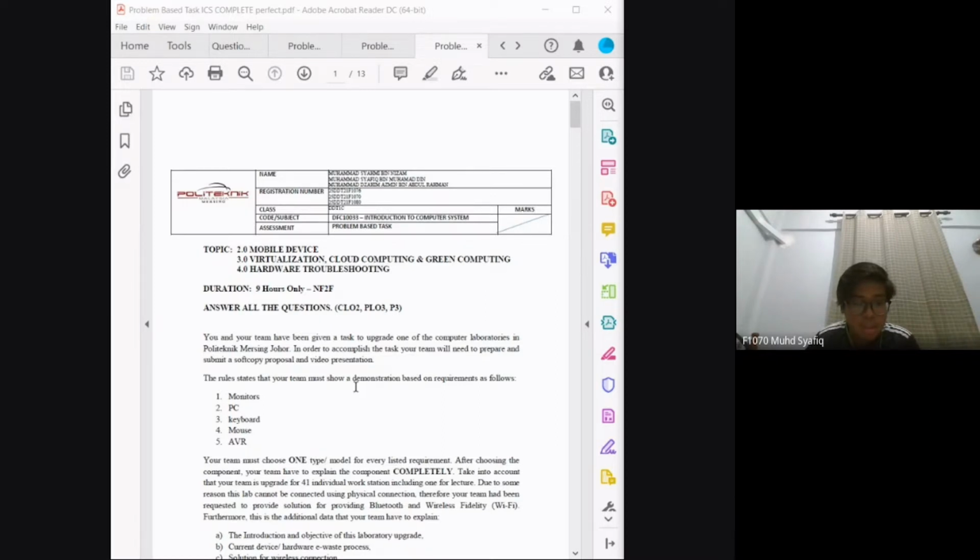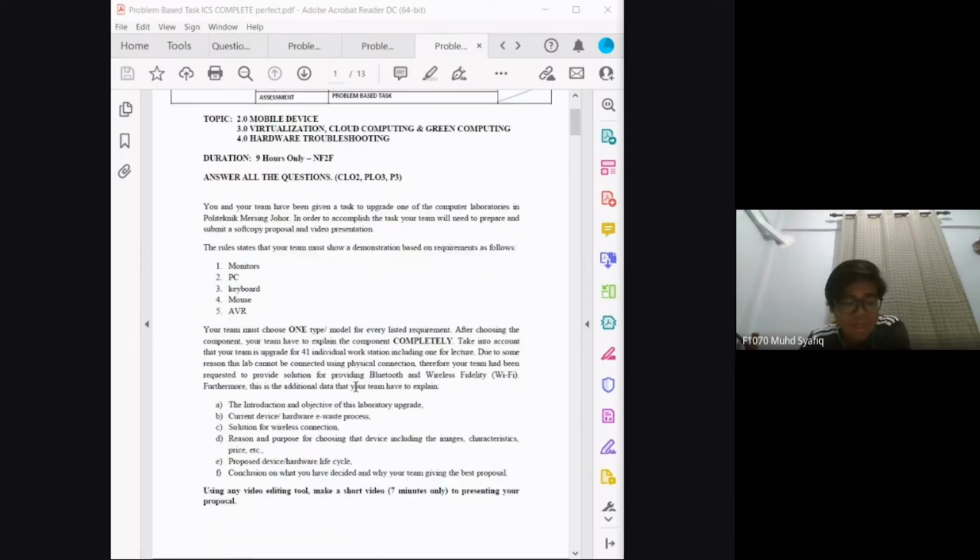A. The introduction and objective of this laboratory upgrade. B. Current device or hardware erase process. Next, C. Solution for wireless connection. D. Reason and purpose for choosing that device, including the image, characteristics, price, etc. E. Proposed device or hardware life cycle. Lastly, F. Conclusion on what you have decided and why you think it is the best proposal.